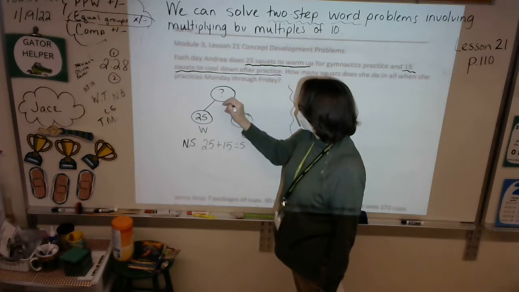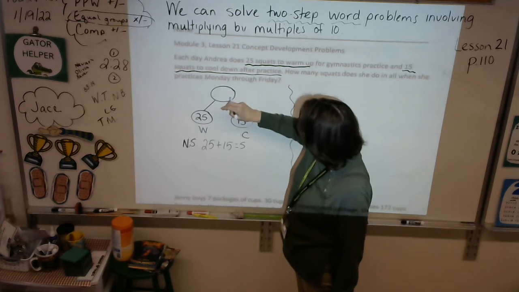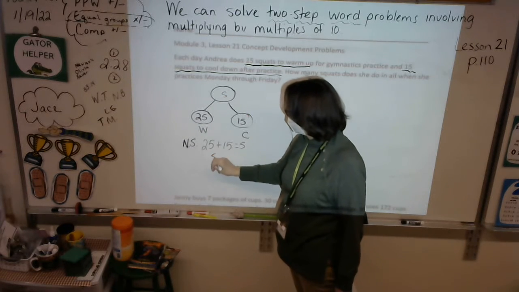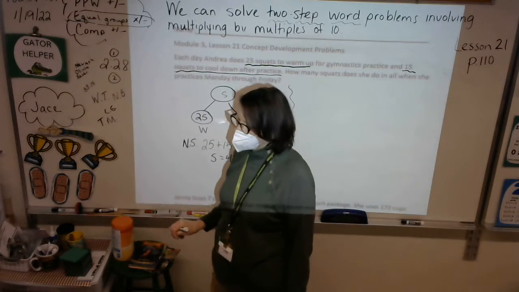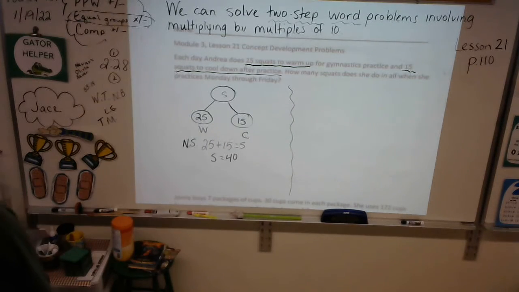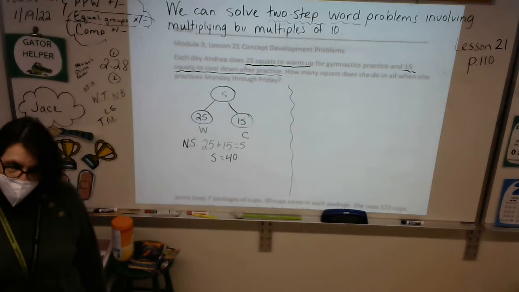Oh, he did S. I like that. And now what does S equal? He did 40. Yeah. Or she did 40. 40 squats. I used to write the number sentence, remember? Boys and girls, those who do the work?